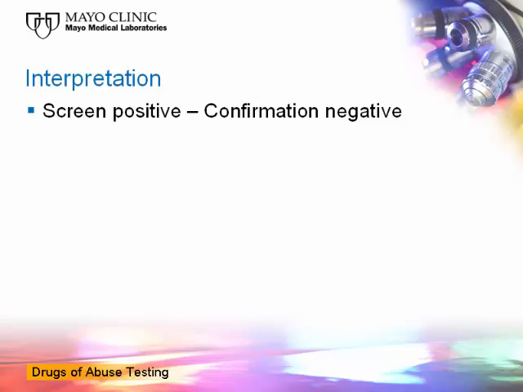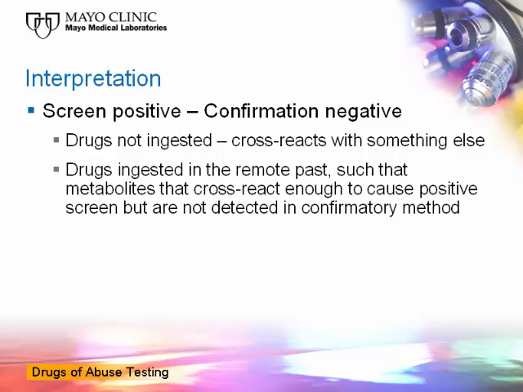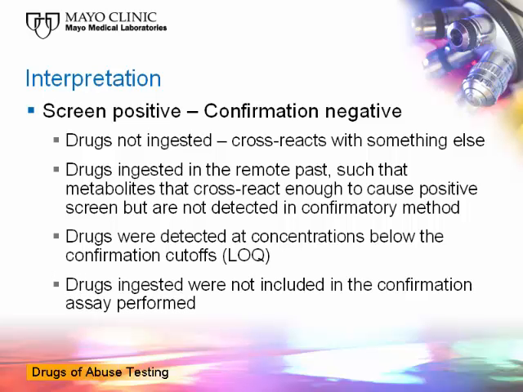Now, a not uncommon circumstance is when the drug screen itself is positive, but the confirmation test is negative. It could be that no drugs were ingested at all, and what you have is a cross-reaction with the antibody, and it's just found something else. It could be that the drug was ingested in the very remote past, such that metabolites are cross-reacting with the antibody, causing the positive screen, but those metabolites are not detected in the confirmatory method. Could also be, again, that drugs were detected at concentrations that were below the reportable confirmation cutoff. And again, it could be that drugs ingested were not included in the confirmation assay. An example would be when you have the amphetamine screen coming up positive and it was due to pseudoephedrine, but because pseudoephedrine was not detected in the confirmation assay, it was not reported.